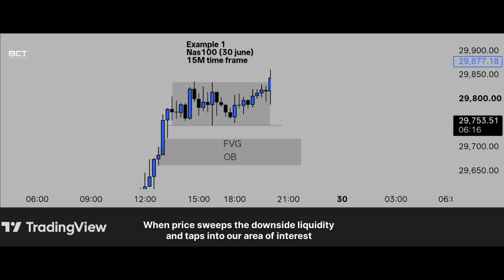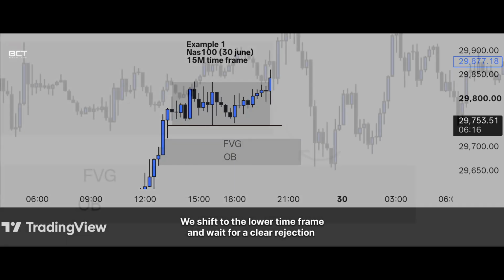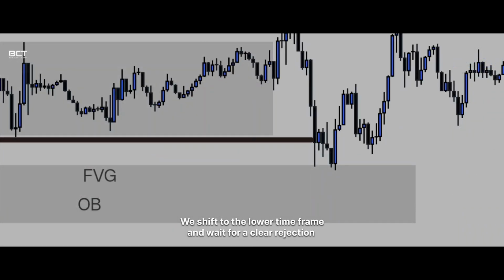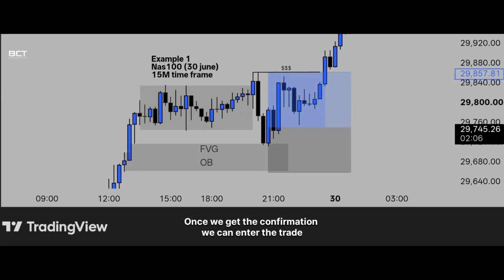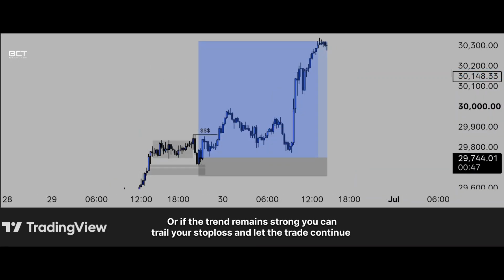When price sweeps the downside liquidity and taps into our area of interest, we shift to a lower time frame, such as the 3-minute chart, and wait for a clear rejection. Once we get that confirmation, we can enter the trade. The first target can be the recent high, or if the trend remains strong, you can trail your stop loss and let the trade continue.